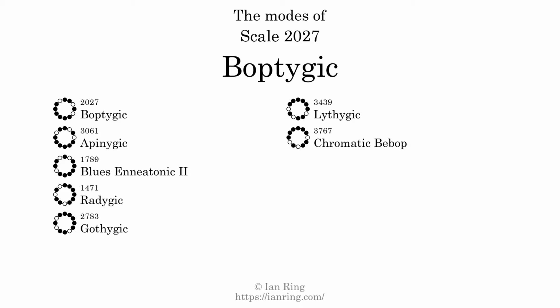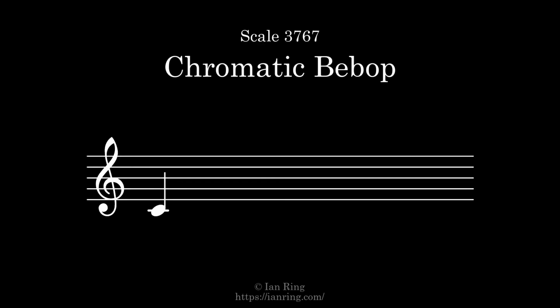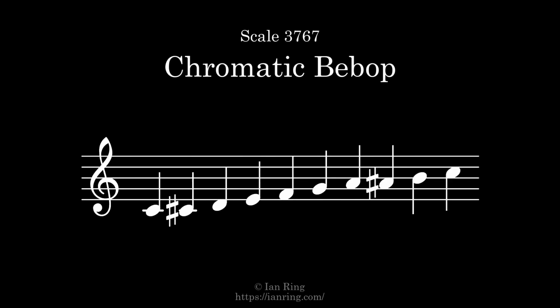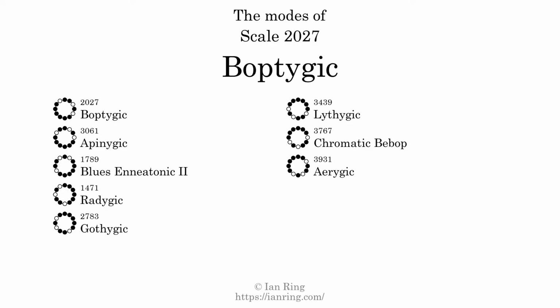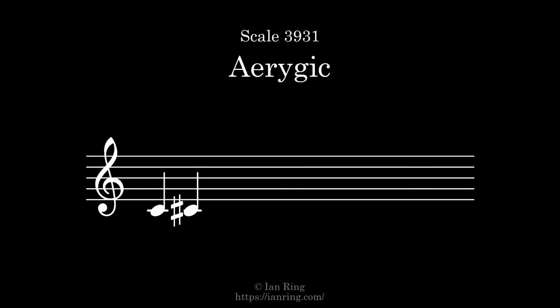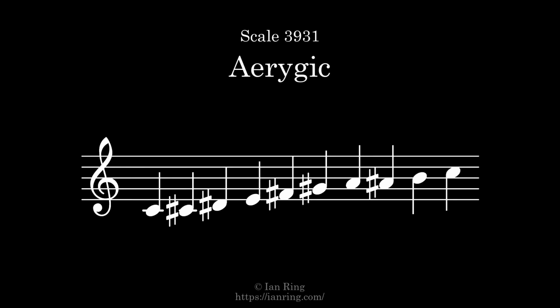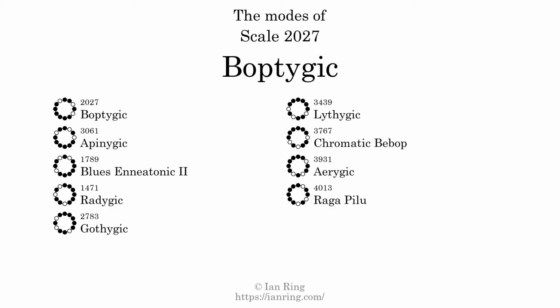The seventh mode is Scale 3767, also known as chromatic bebop. It sounds like this. The eighth mode is Scale 3931, also known as Boptygic. It sounds like this. The ninth and last mode is Scale 4013, also known as Raga Pilu. It sounds like this.